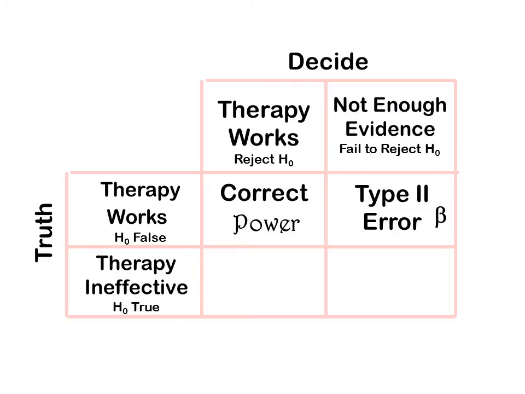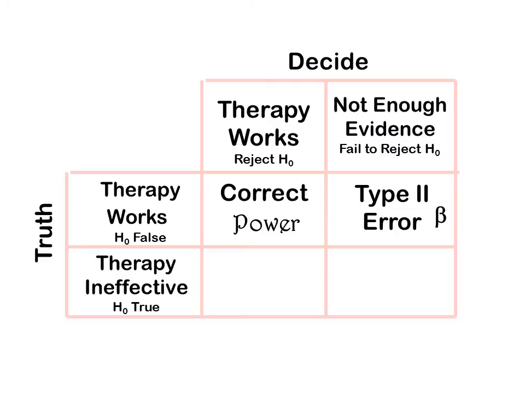Now, notice, by the way, if therapy works, it's impossible to make a type 1 error, because a type 1 error is thinking a therapy works when it doesn't. And in this case, it really does work. So it's impossible for us to make a type 1 error when, in fact, the therapy works.